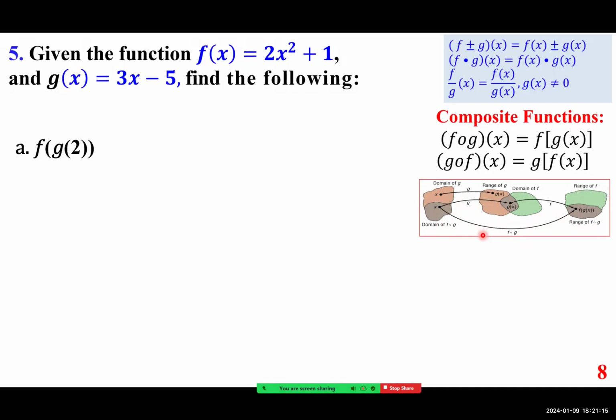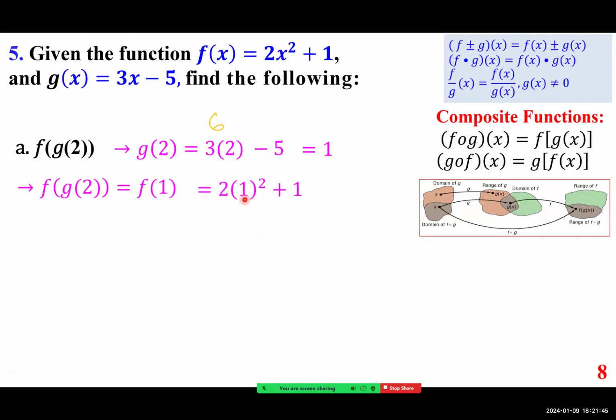So f of g of 2. The very first thing we need to do is to calculate g of 2. So here's g of x. We are going to plug in 2. So 3 times 2 minus 5. That's obviously 6 minus 5 equals 1. Let's just write it at the top. Okay. So we want f of 1. So plug in 1 here. This is 1 times 2 is 2, 2 and 1 is 3. So this is 1, this makes it 2, and 1, they add up to 3.